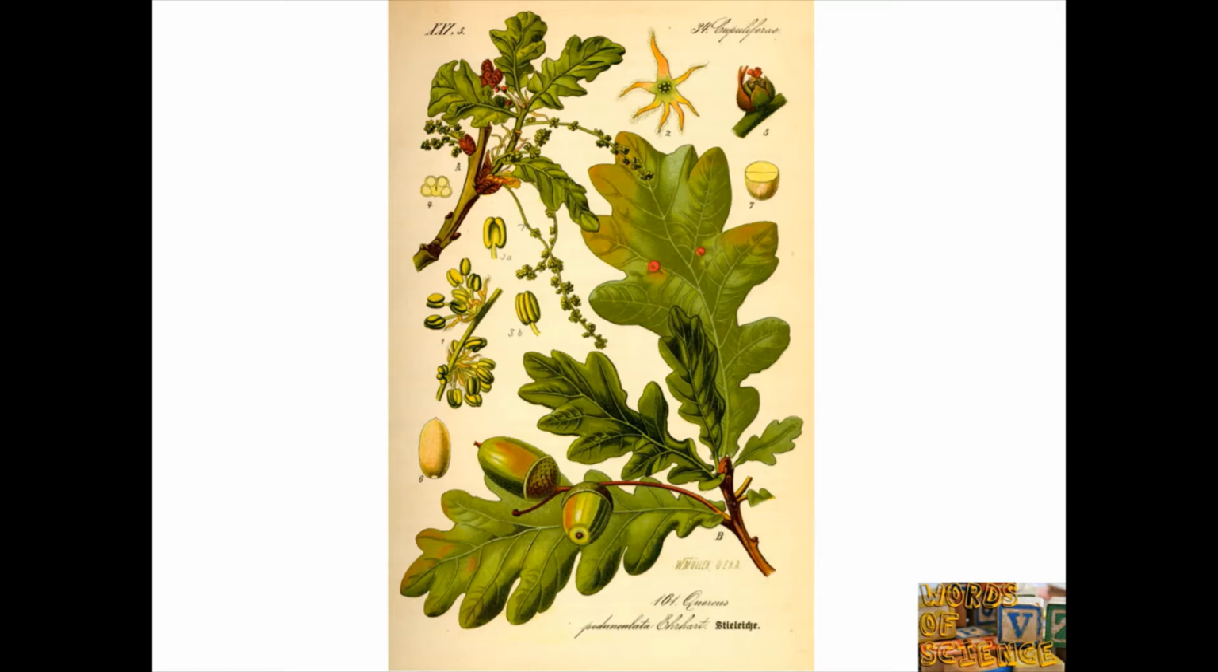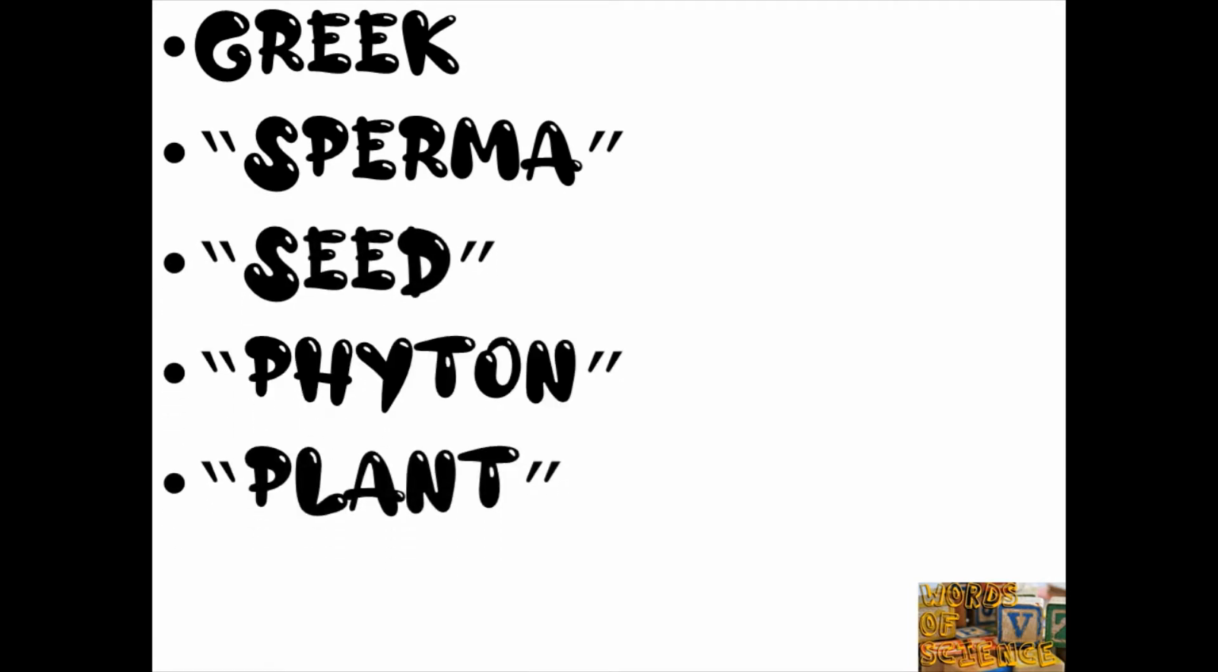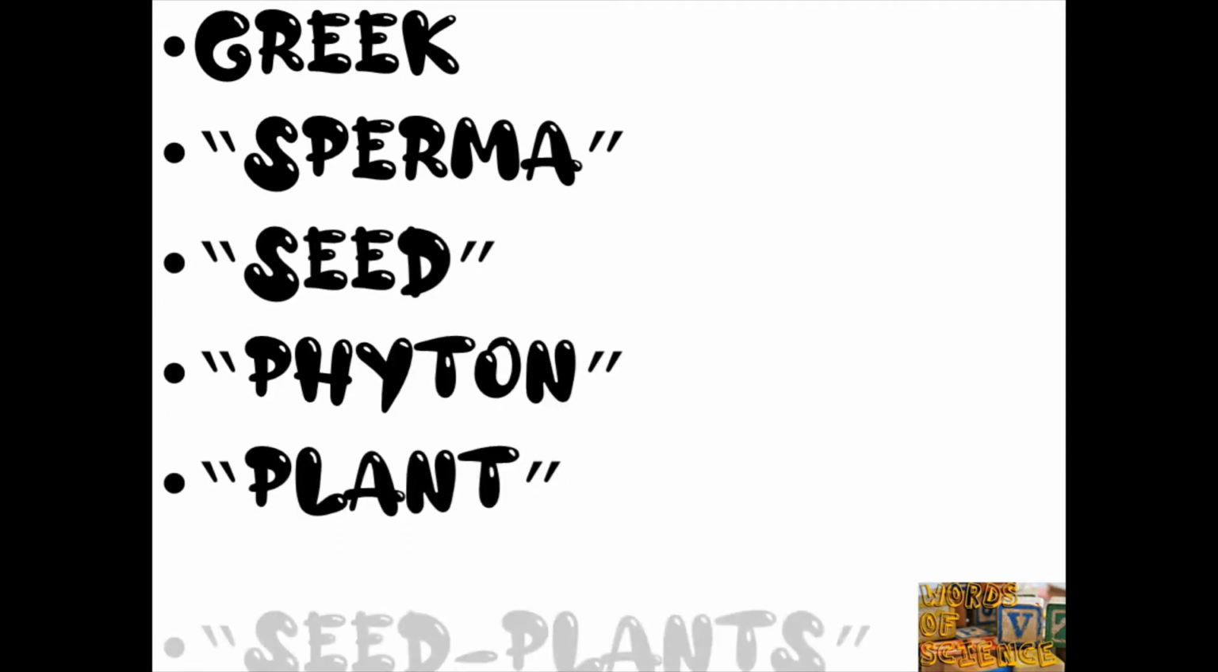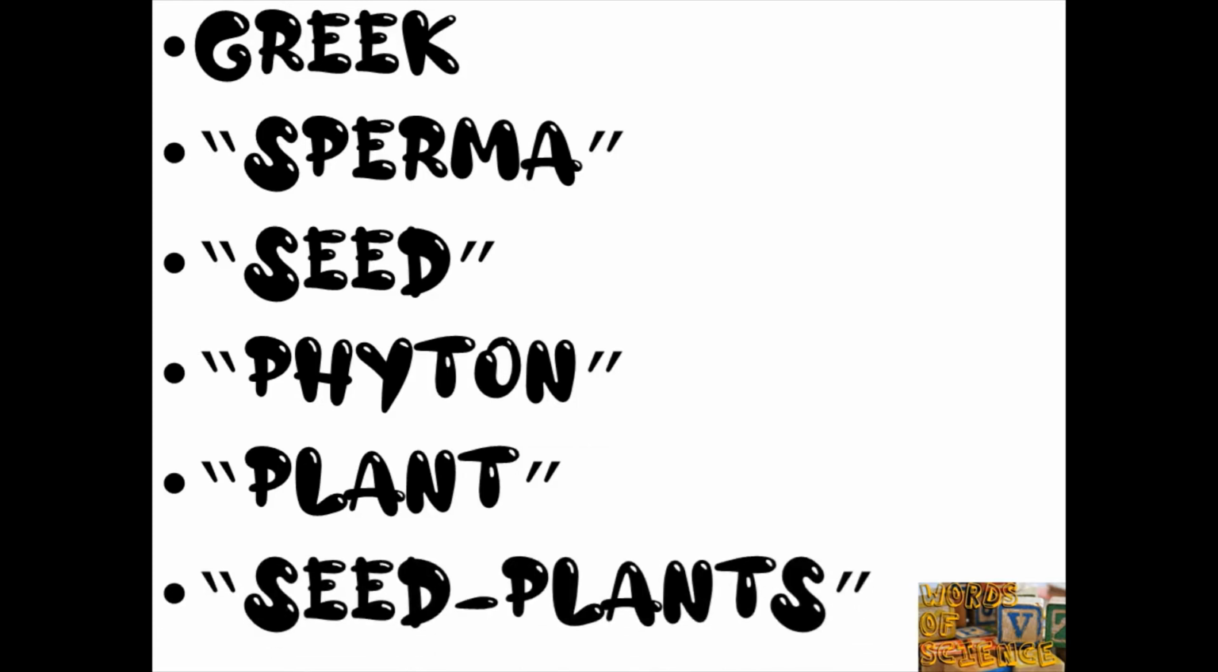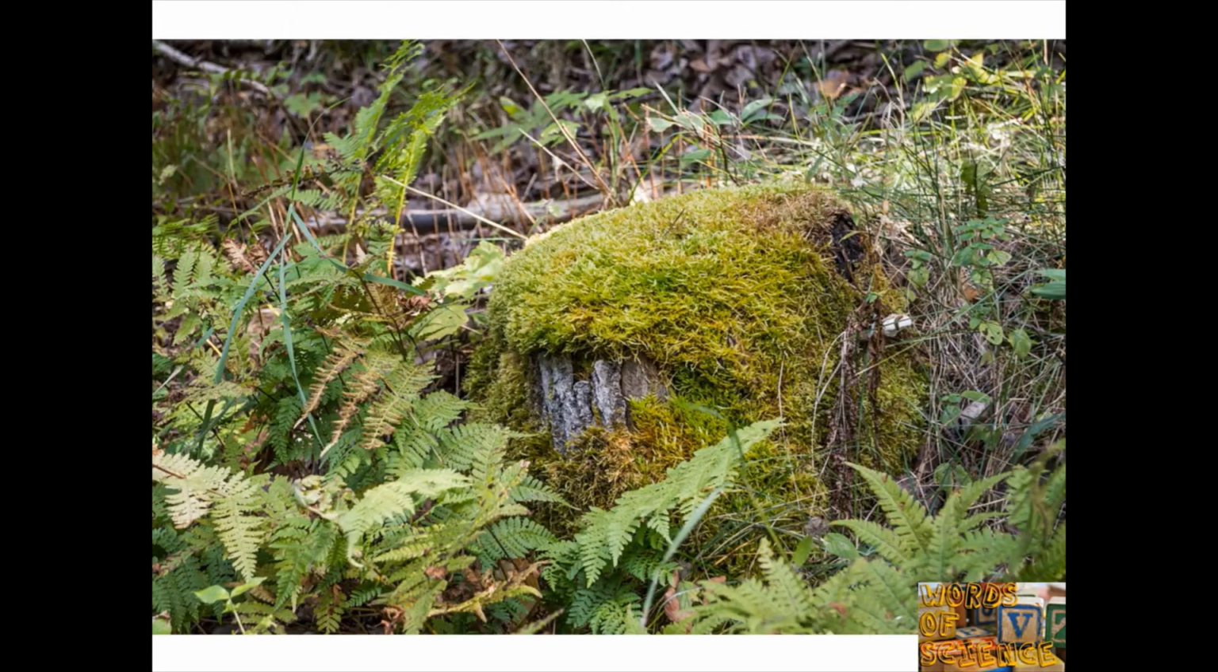In fact, the Greek sperma means seed, while phyton means plant, so that the spermatophytes are seed plants, as opposed to pterophytes and certain of the more primitive land plants such as mosses and ferns, which do not produce seeds. The spermatophytes include, first, the gymnosperms.